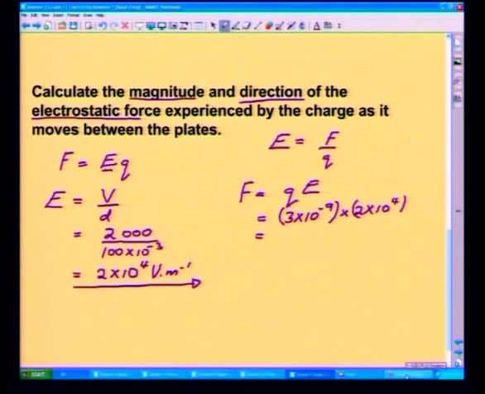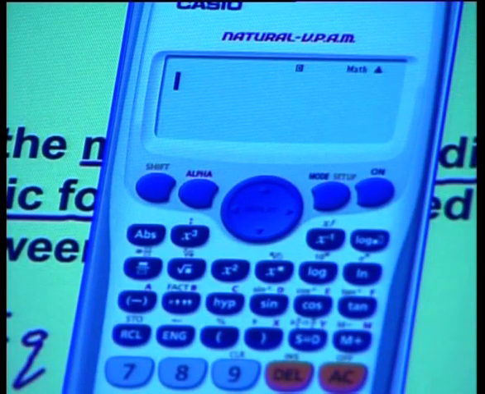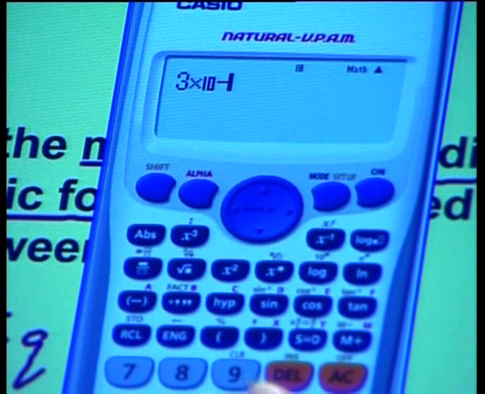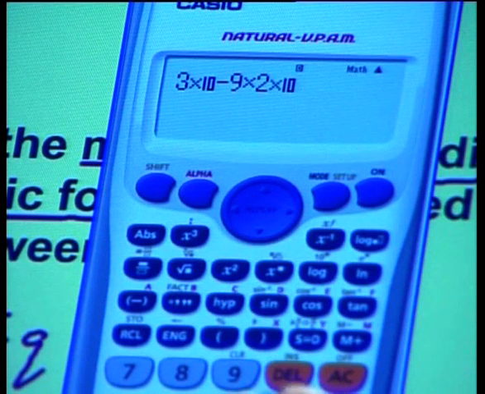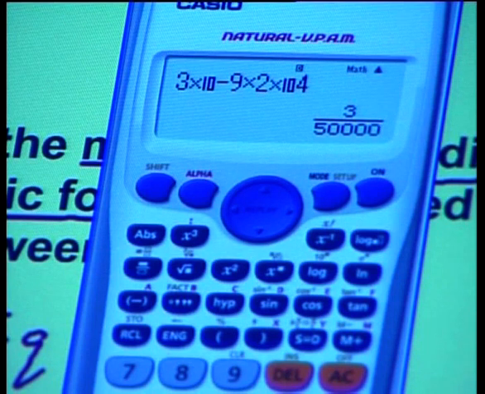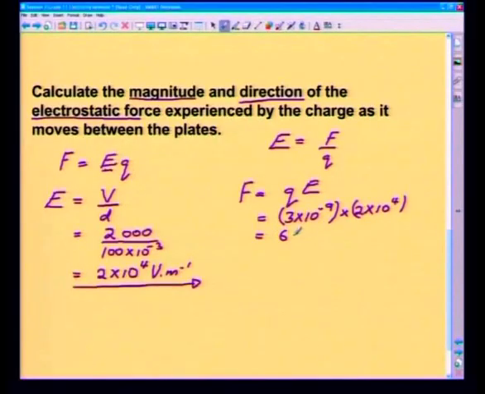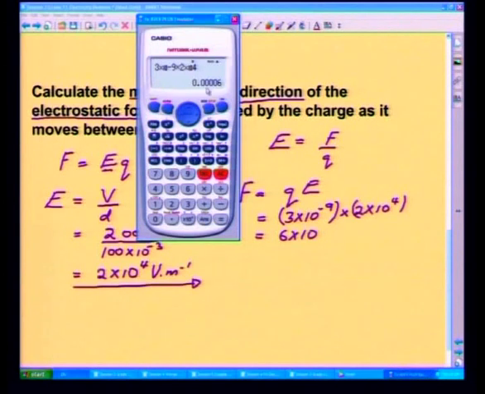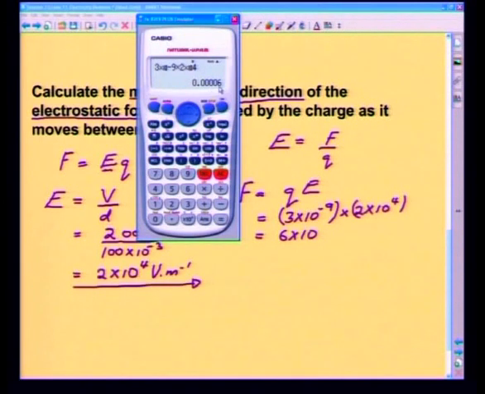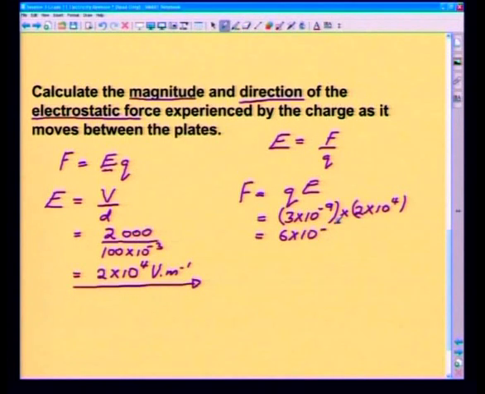And once again, we need our calculator. 3 times 10 to the power -9 times 2 times 10 to the power 4. And let's see what the answer is here. We're going to have a force of 6 times 10 to the power. Need to get that answer carefully. So 1, 2, 3, 4, 5, to the power -5 newtons. And we also need to show the direction.